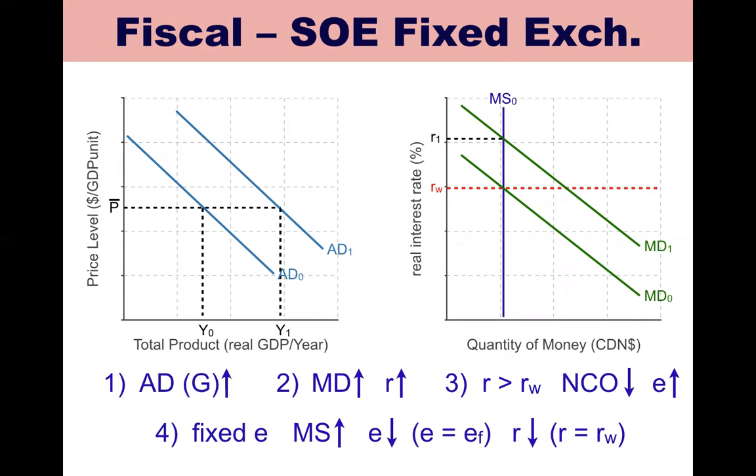And we ask ourselves, okay, is this a fixed exchange rate or a flexible exchange rate? Oh, it's a fixed exchange rate. So I need to use that central bank to take care of this problem. R is greater than RW, which means that the net capital outflow is going to decrease, the exchange rate is going up, and the central bank says, whoa, the exchange rate is going up. I need to bring that exchange rate down.